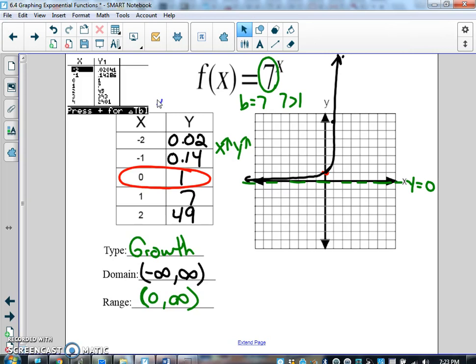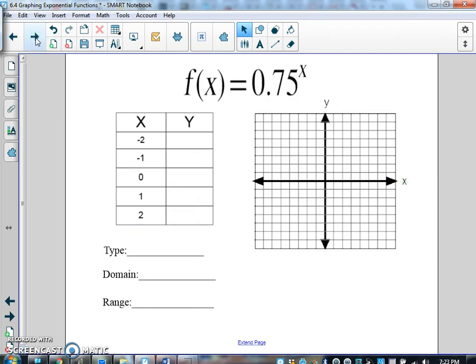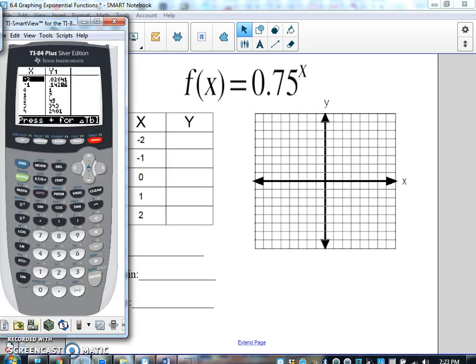All right? We have 2 more examples here. F of x is equal to 0.75 to the power of x. Again, I'm going to put that into my calculator, y equals. Clear whatever's in there first. 0.75 to the power of x. I guess I could have put that 0.75 in parentheses. Probably should. So I'm going to redo that just to get in that habit of putting my base in parentheses. I should probably clear the whole thing first.